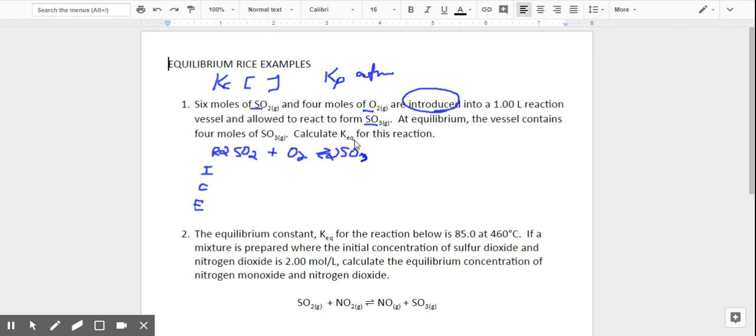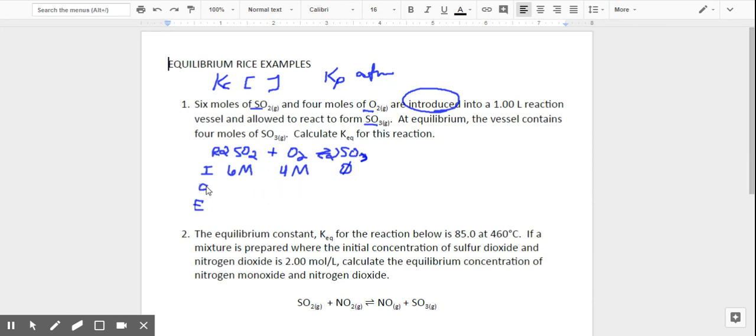Now, since we're looking for Keq, which is the same thing as Kc, we need to put molarities or concentrations into our RICE chart. So we have to figure out not what this is in moles, but what this is in molarity. And we know that molarity is equal to moles over liters. They were really nice to us and they told us 1 liter. So however many moles is there, it will be equal to my molarity as well. So our SO2 is starting at 6 molar. Our O2 is 4 divided by 1, which is 4 molar. And because it doesn't give us an initial value of SO3, then we just put that as 0.